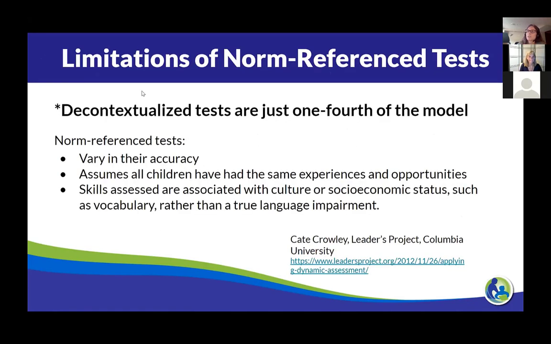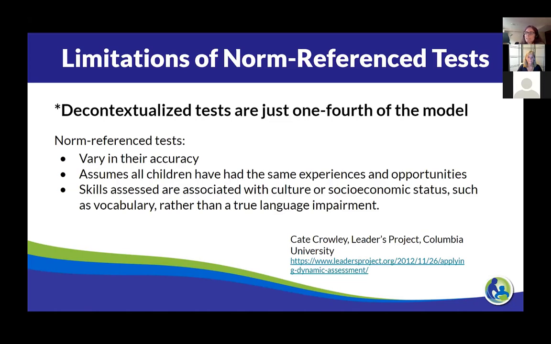So thinking back to norm reference tests and how they're just one part of the quadrant, they're just 1/4 of the model, it's because there are some limitations. They vary in their accuracy. They assume that all children have had the same experiences and opportunities prior to this point in time. And the skills that they assess are often associated with cultural and socioeconomic status, such as vocabulary.